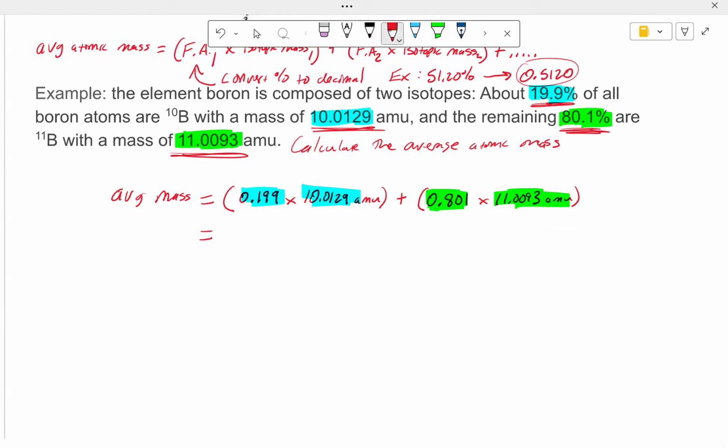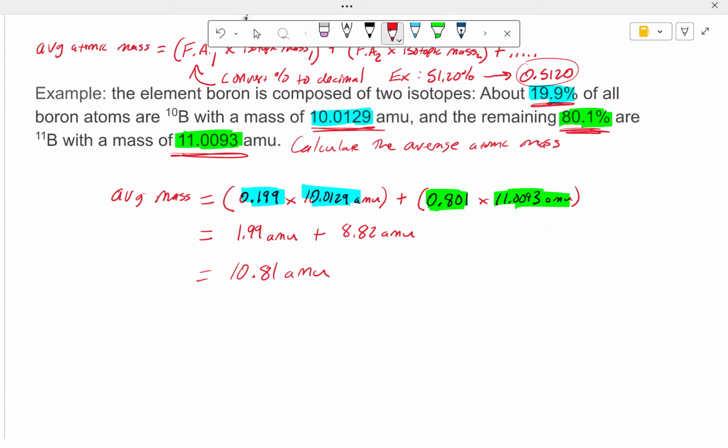Now, just to show the work, I plug in that first term into my calculator. I got a value of 1.99. And then I plug the second term in. I got a value of 8.82. Notice I'm keeping my units along the way. And so I add those together, and that comes out to a value of 10.1 atomic mass units.